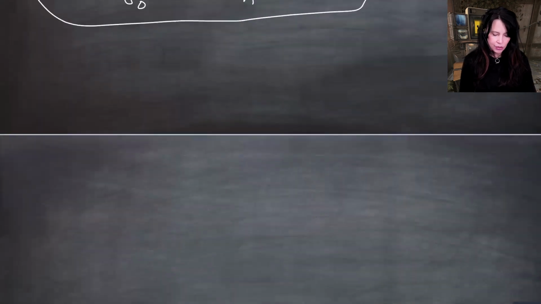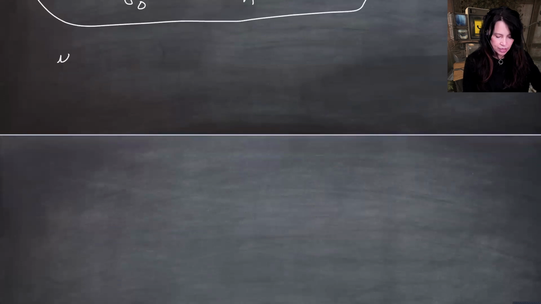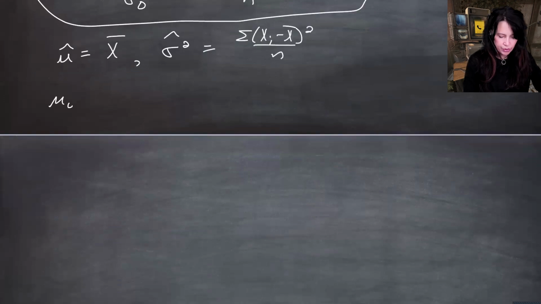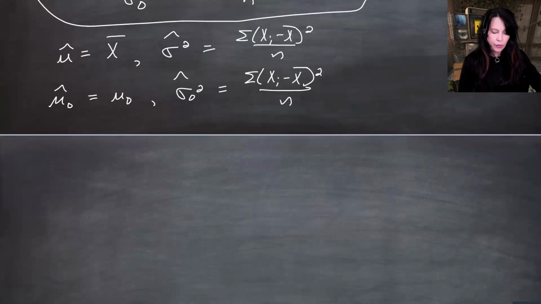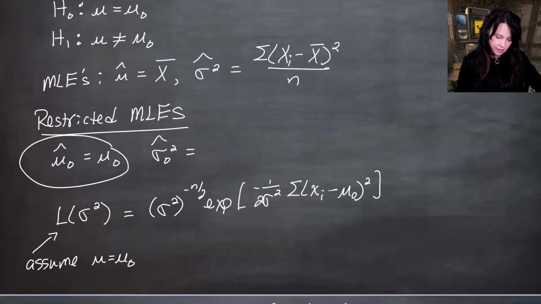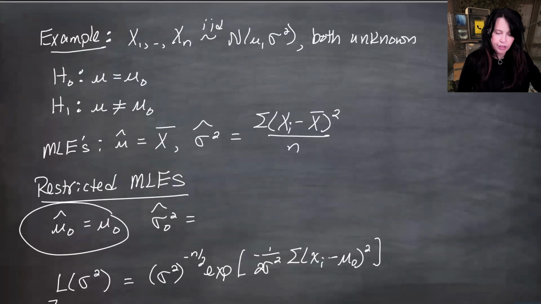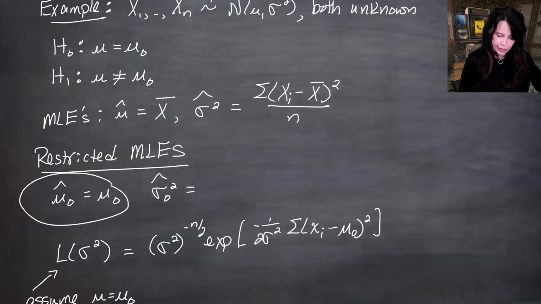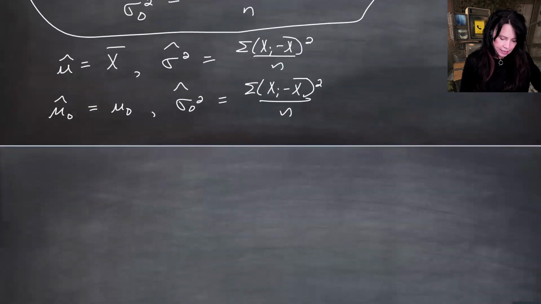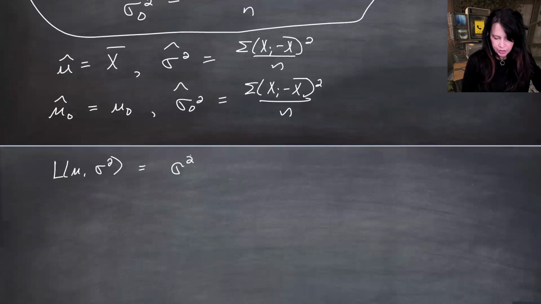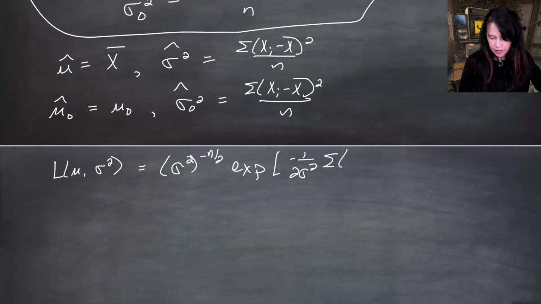All right. Okay. So quick recap. We have the unrestricted MLEs. We have the restricted MLEs. We have the likelihood. I actually never wrote down the full likelihood. I wrote it down only when I restricted mu. So the full likelihood L of mu and sigma squared, it's going to be sigma squared to the minus n over 2 e to the minus 1 over 2 sigma squared, sum of the xi minus mu squared.